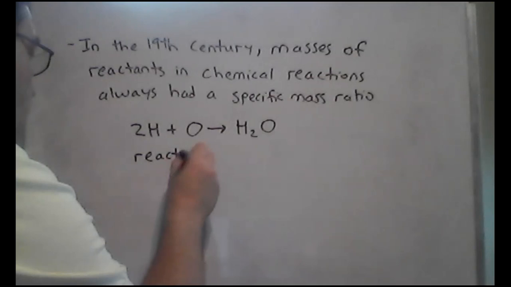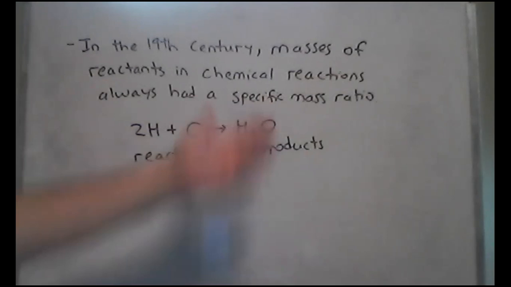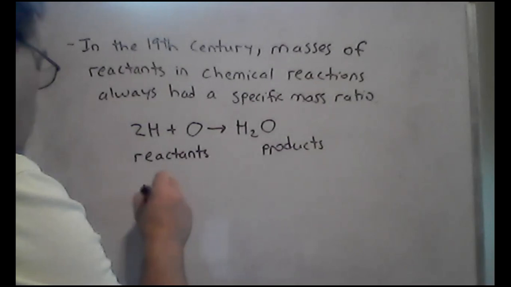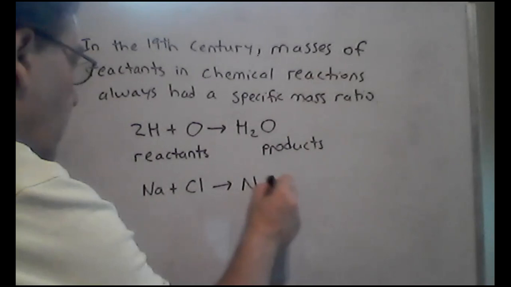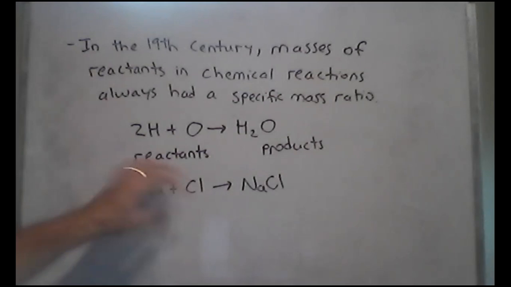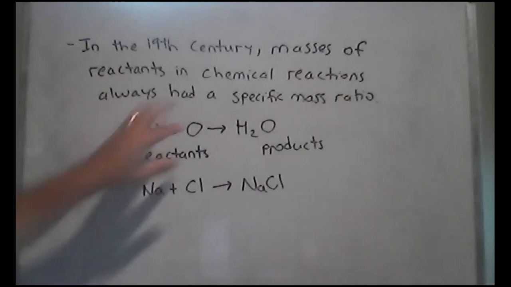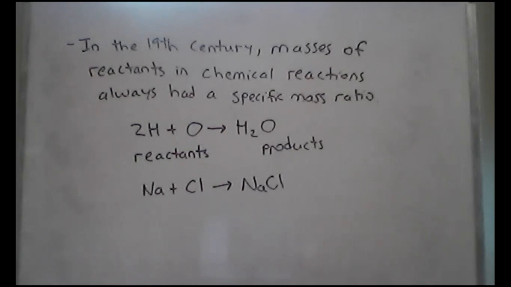If I'm going to make so much water, I always need so much hydrogen and so much oxygen. Or if I combine so much sodium plus so much chlorine, I get salt. It's always a fixed ratio. Sodium and chlorine have different masses, but it's always so much mass of chlorine divided by so much mass of sodium every single time. I have to have that ratio in order to make salt, or a certain ratio in order to make water. Those ratios were always necessary, and we understood that. Now, this points to an atom, but it is not a guarantee of an atom.